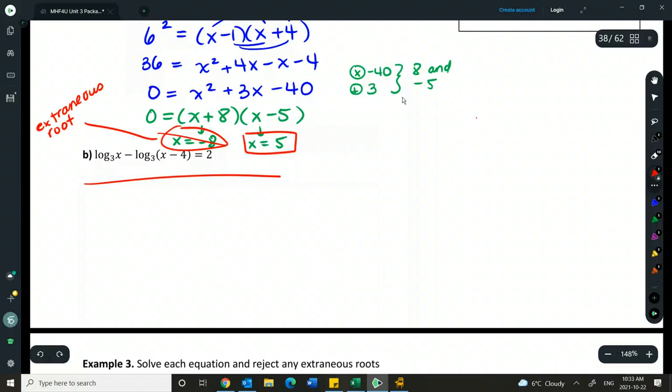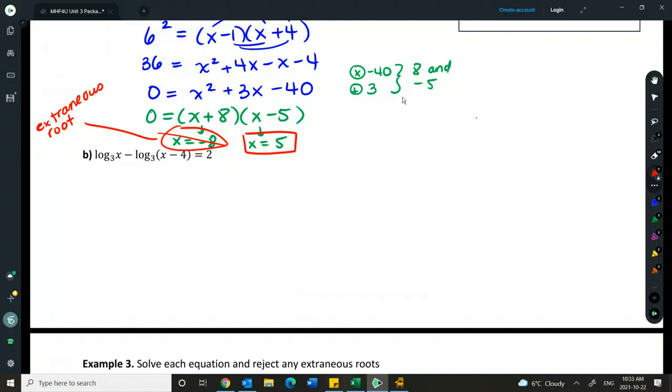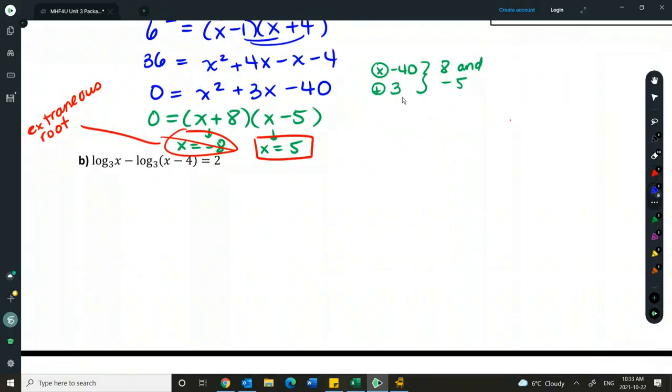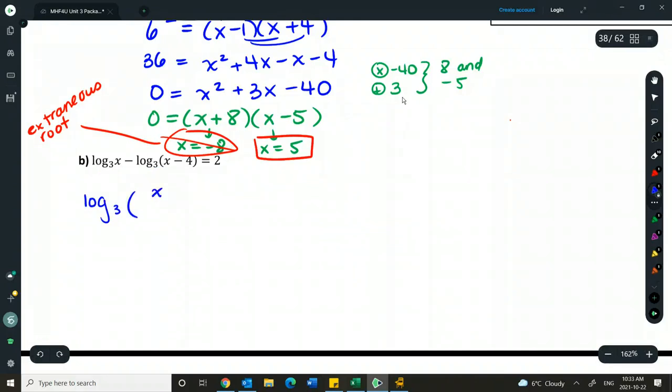Any ideas for how we can start this part B here? I have two logarithms. They have the same base. They're equal to a constant value. Matt? Okay, so subtractions become divisions. So I'm going to gather these into one logarithm, and then I will do the insides as divisions. x over x minus 4.